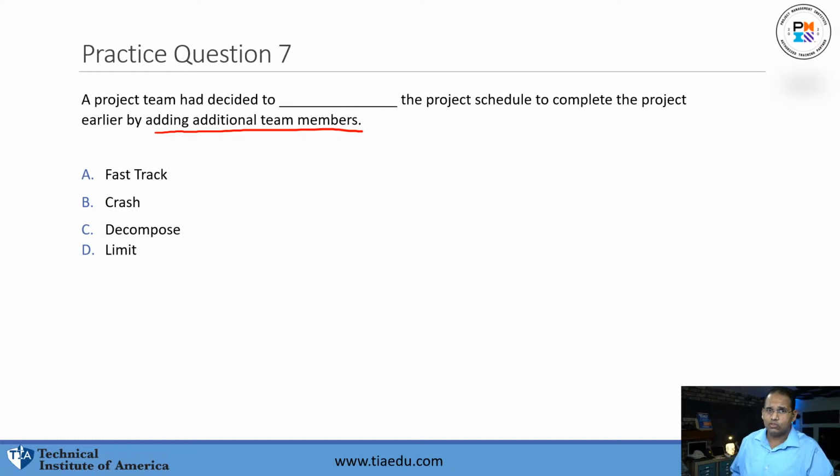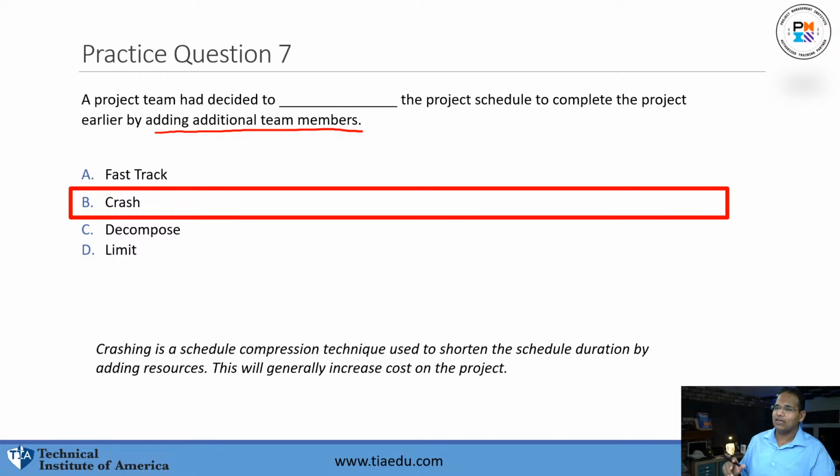Is it going to be fast track, crash, decompose, limit? The answer here is going to be, because we got some B's and we got some A's. We're rotating here. We got A, B, A, B, A, B. Legitimately, you guys are literally going A, B, A, B, A, B if you look in that chat window there. Okay, I thought this was pretty easy. It was really just a definition.